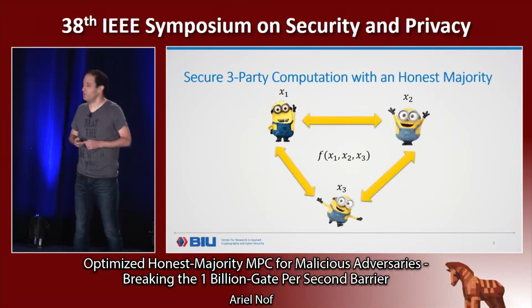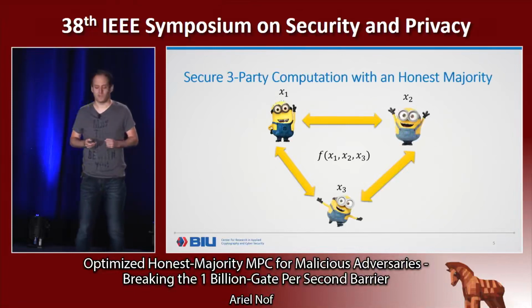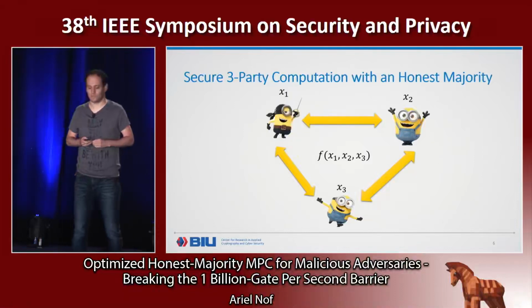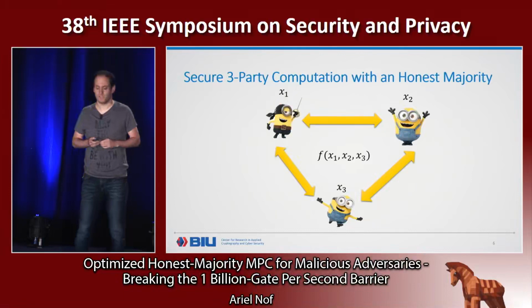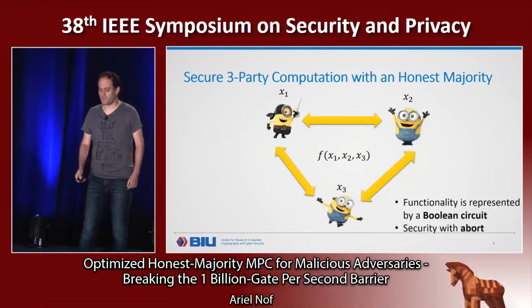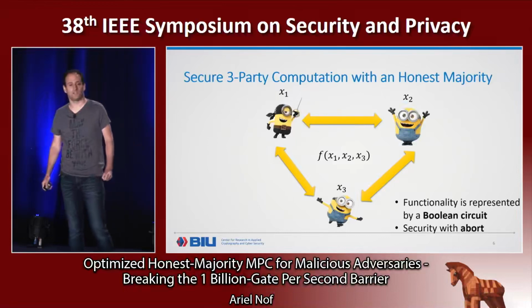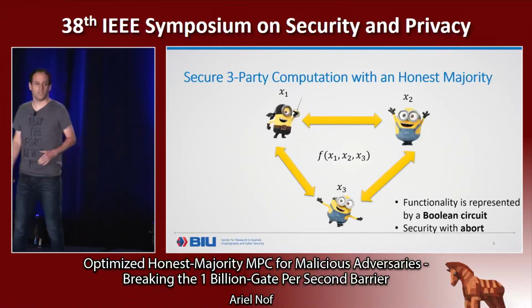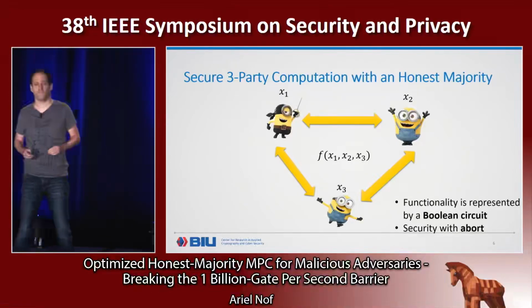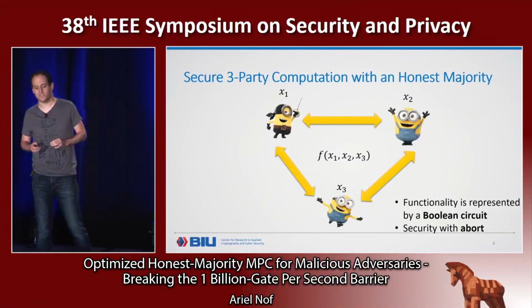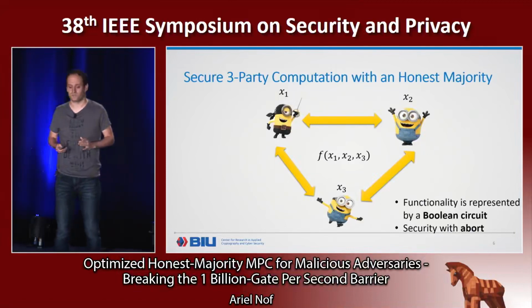So in our setting, we have three parties who wish to compute jointly some functionality. We assume an honest majority exists, which means that exactly one of the parties can be maliciously corrupted. We assume that the functionality is represented by a Boolean circuit, and we consider security with abort, which means that the security requirement is that if the corrupted party cheats, then the honest parties will detect it and abort the computation.